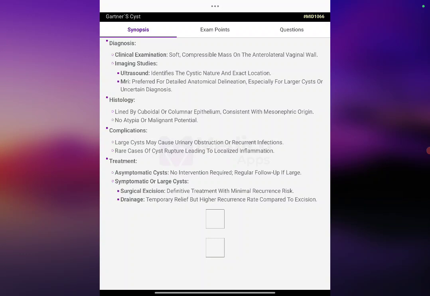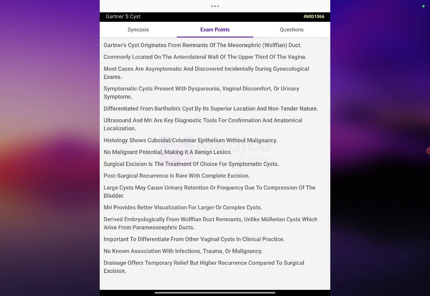Complications: a large cyst may cause urinary obstruction or recurrent infection. Rare cases of cyst rupture lead to localized inflammation. Treatment: for an asymptomatic cyst, no intervention is required, with regular follow-up if large. For a symptomatic or large cyst, surgical excision is the definitive treatment with minimal recurrence risk. Drainage gives temporary relief, but has a higher recurrence rate compared to excision.